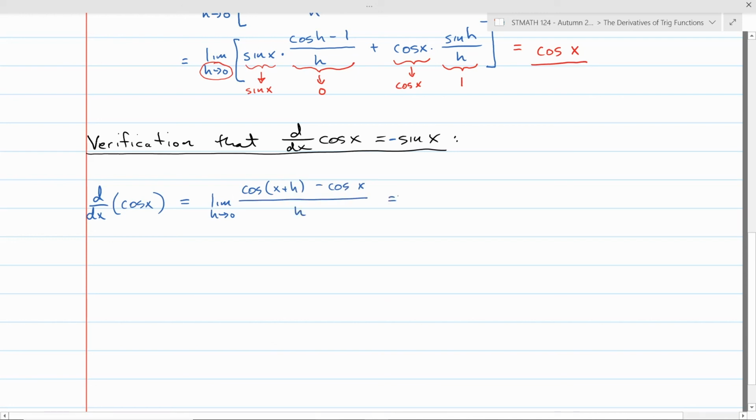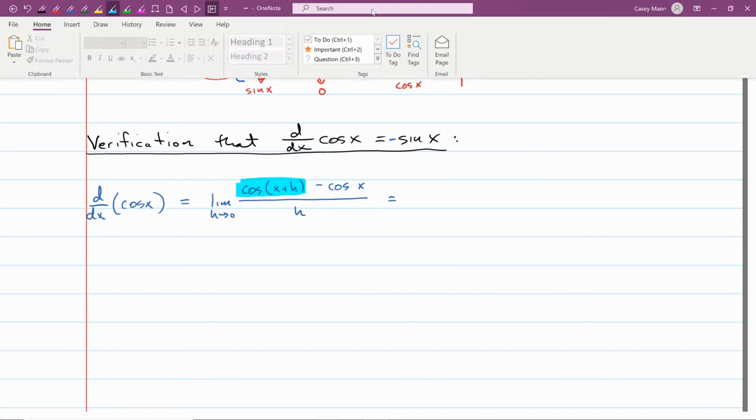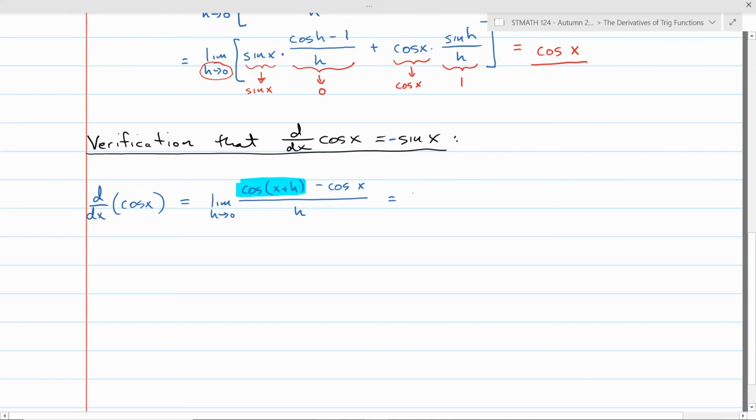Next, I'm going to apply what's called the sum of angles identity for cosine. So there's an identity that I can use to replace this cosine of x plus h with something that expands it. And that identity looks like this. It's going to be cosine x cosine h minus sine x sine h. Then I still have that minus cosine x that was already there, all over h. So what I have in blue there is the sum of angles identity for cosine.